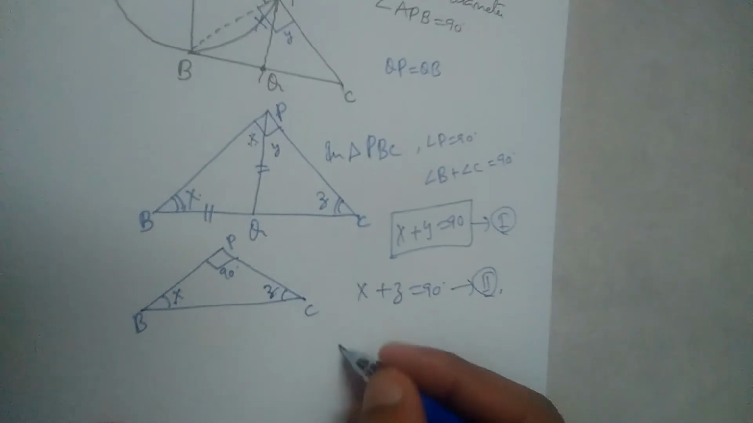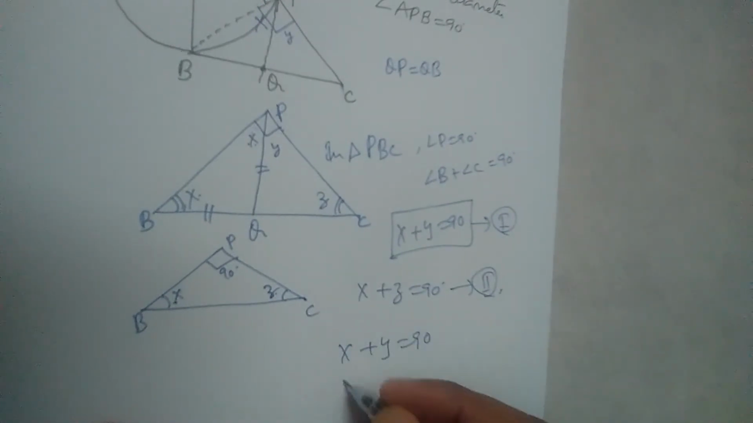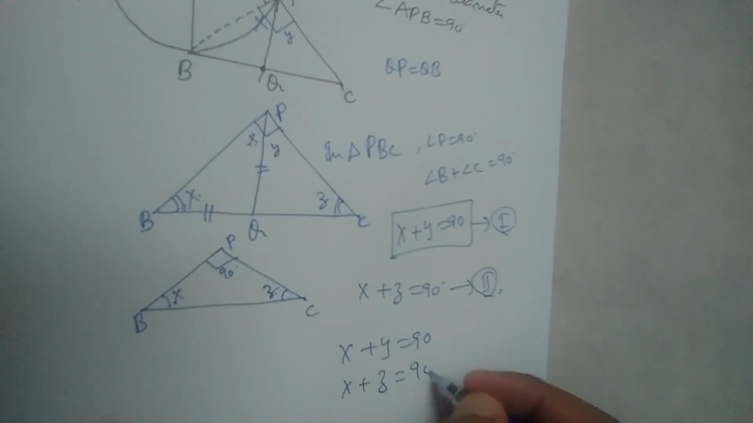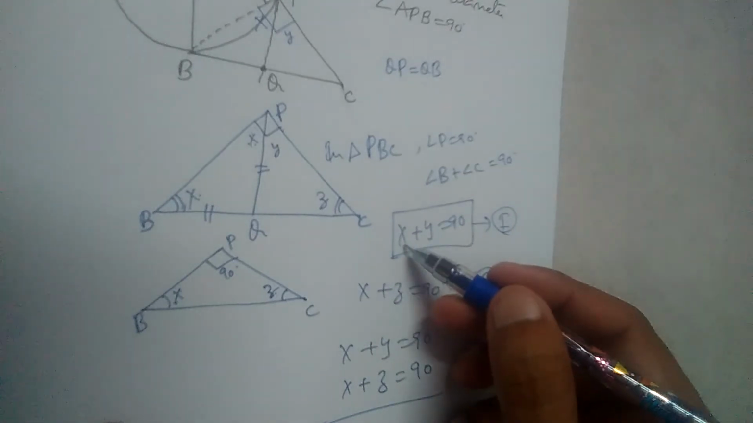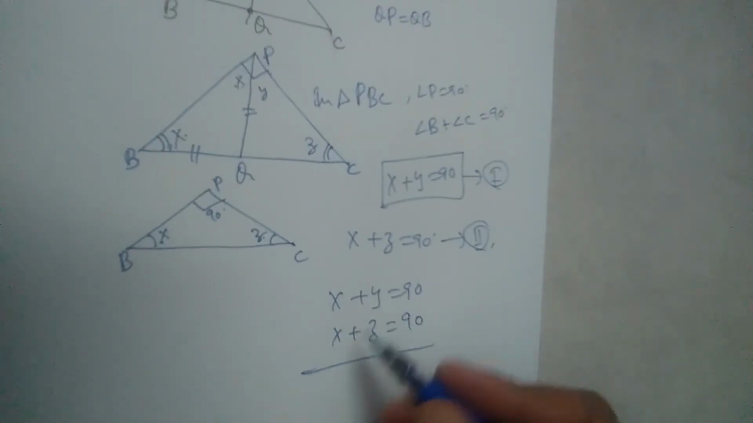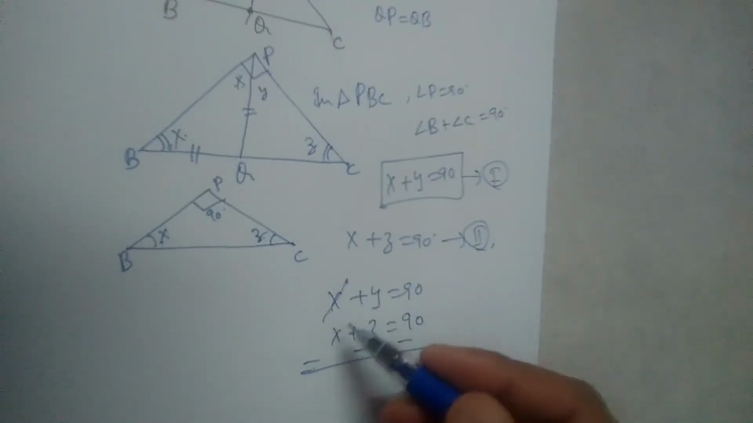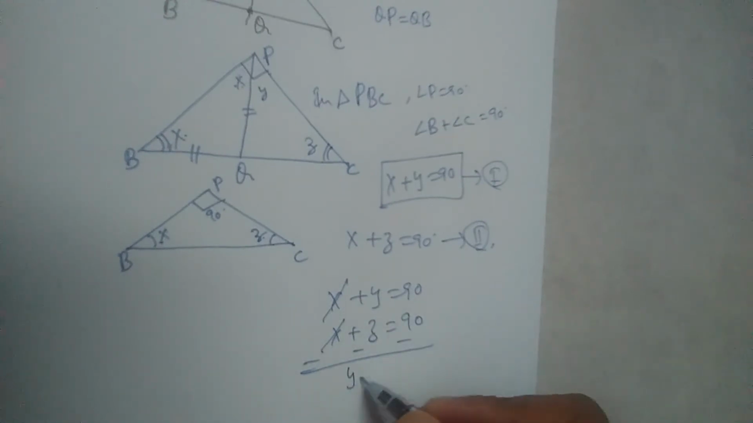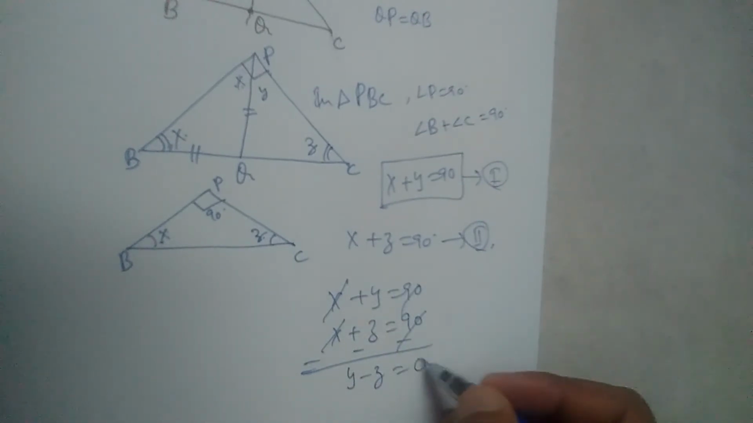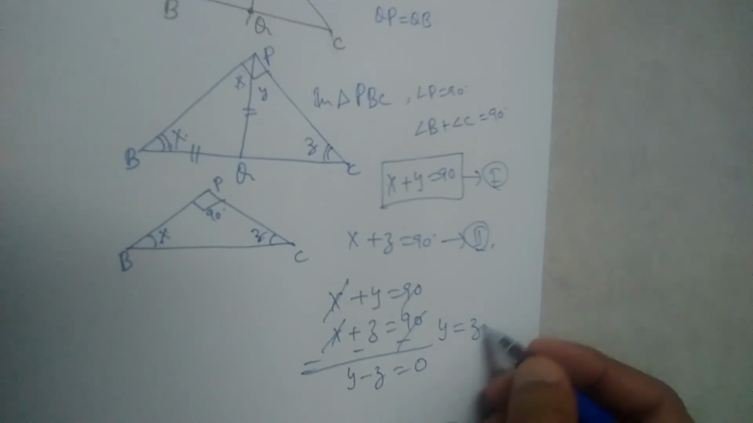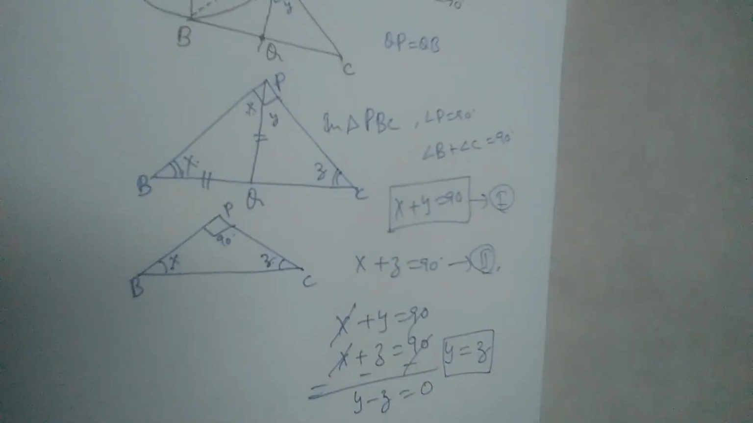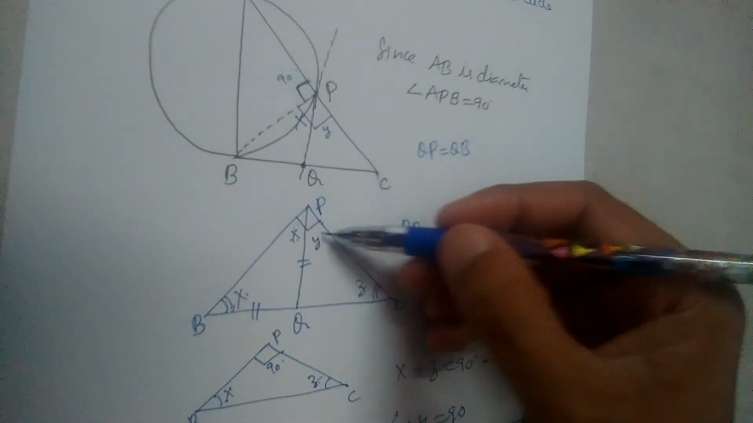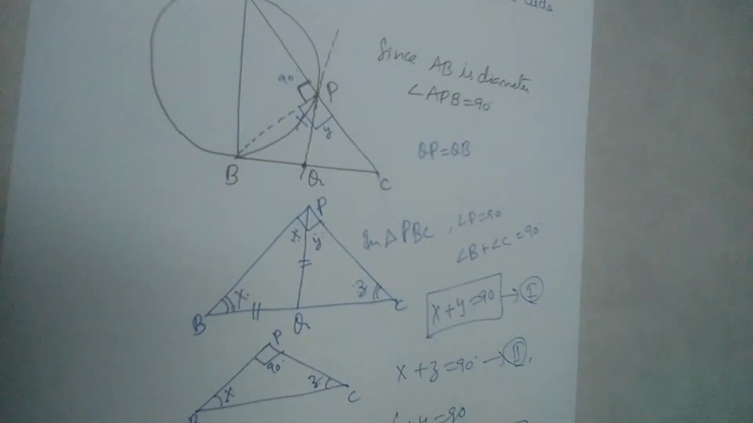Let us eliminate X from this. How can we eliminate X? By subtracting, right? So minus X plus X will become 0. Y minus Z is equal to 90 minus 90, which is also 0. That means Y is equal to how much? Z. That means these two angles Y and Z are equal.